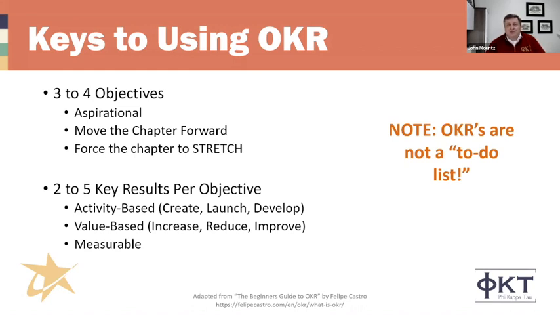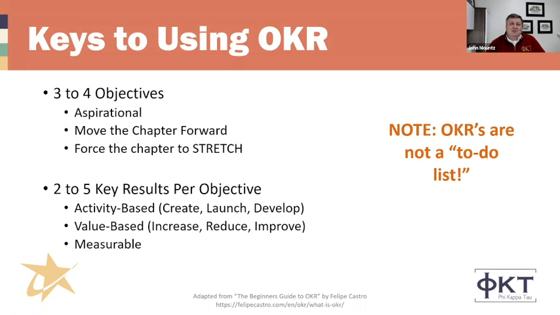Objectives should also force your chapter to stretch a little bit. If it's easily done, it's not an objective. If you think you can accomplish 100% of that, it's not an objective from this standpoint. You really need to set your objectives high and know that if you get to 70 or 75% completion of an aspirational objective, then you have really moved your chapter forward.